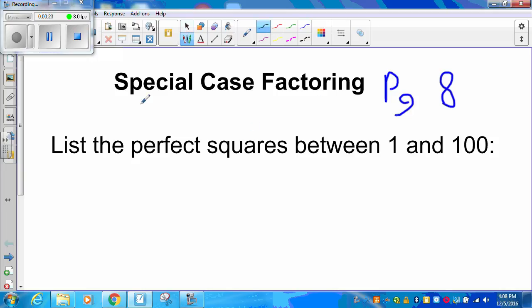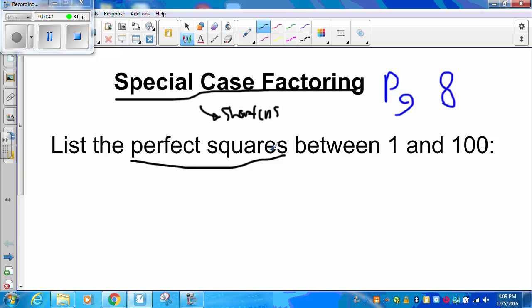Now, when I say special case factoring, really the only thing that we're going to be focusing on today is just a quick little shortcut. This shortcut works for things called difference of squares. Remember, that'll come up later, but this is all based on perfect squares. And so my first question for you is, do you know what a perfect square is?